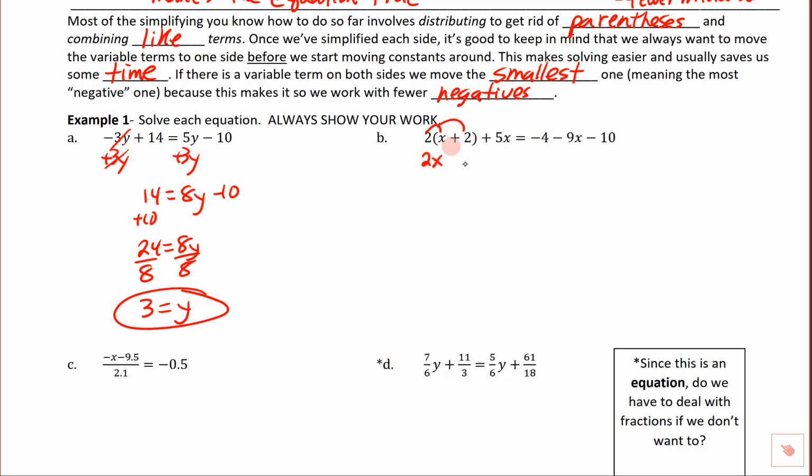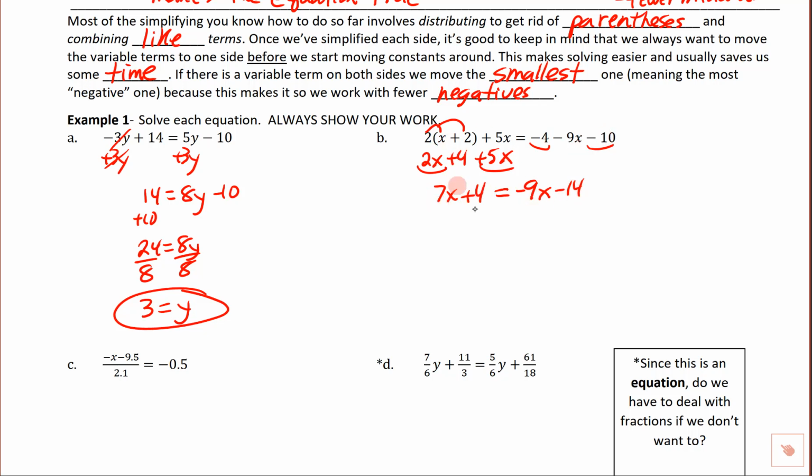So we've got 2x plus 4 plus 5x. Now before I write this other side right here, here's what I'm going to do. I'm going to go ahead and identify those as like terms. So this is 7x plus 4. Then I'm going to write an equal sign, and then I'm going to identify those guys right there. Those are like terms. So I'm going to write down 9x, -9x, and then this would be a -14 over here. I've now simplified each side.